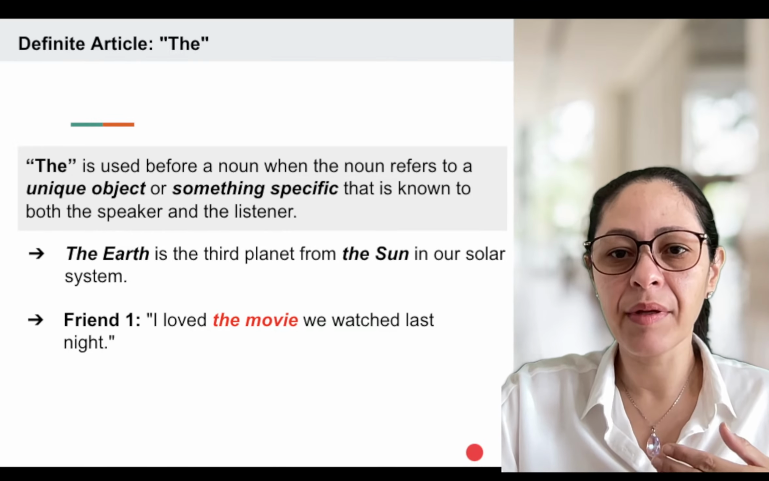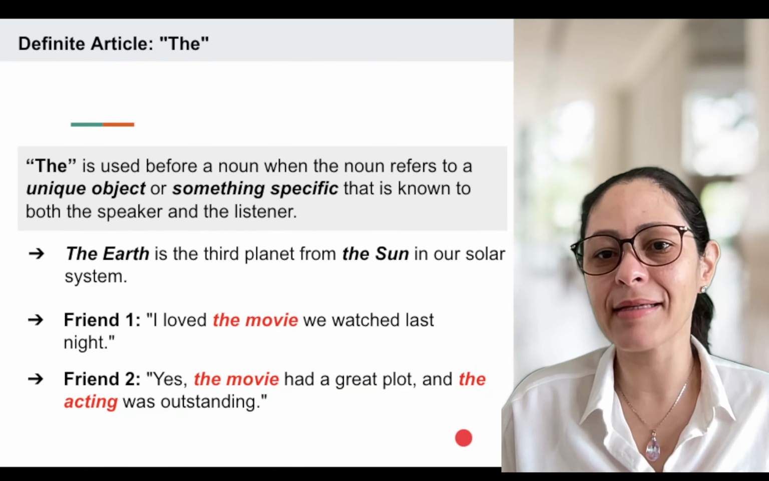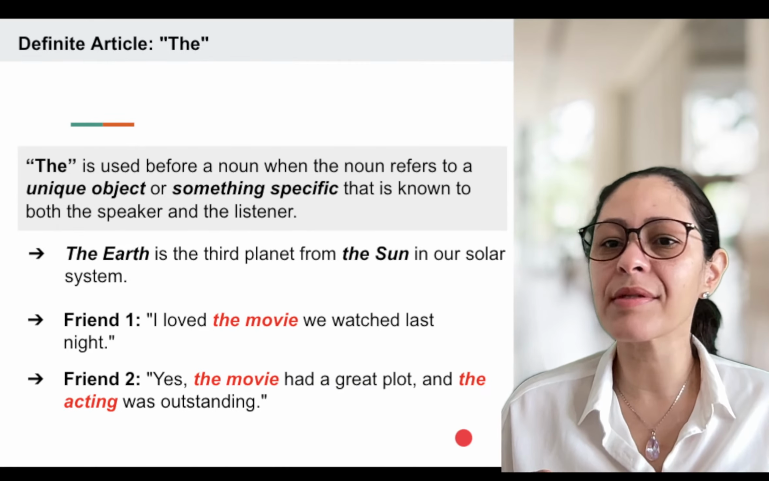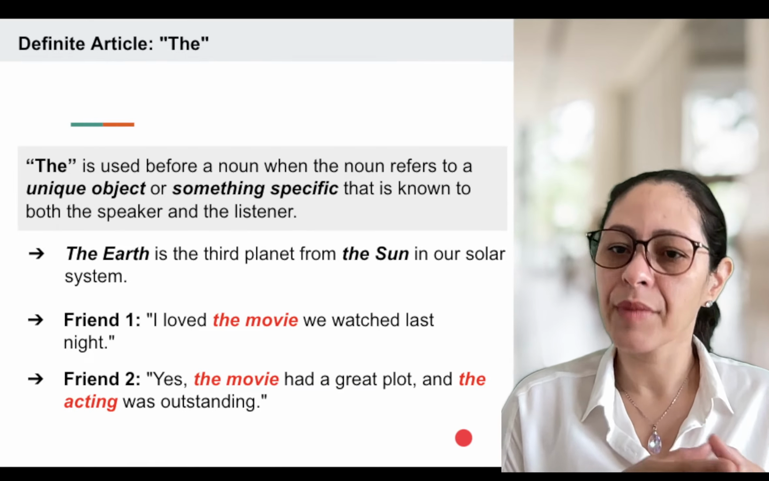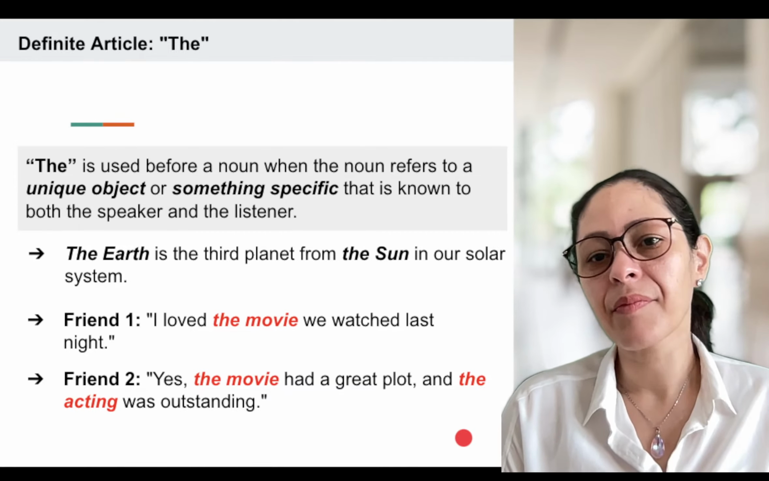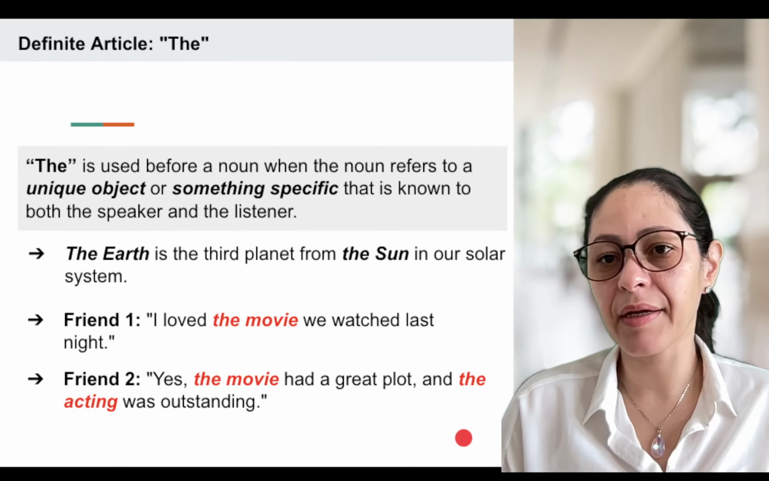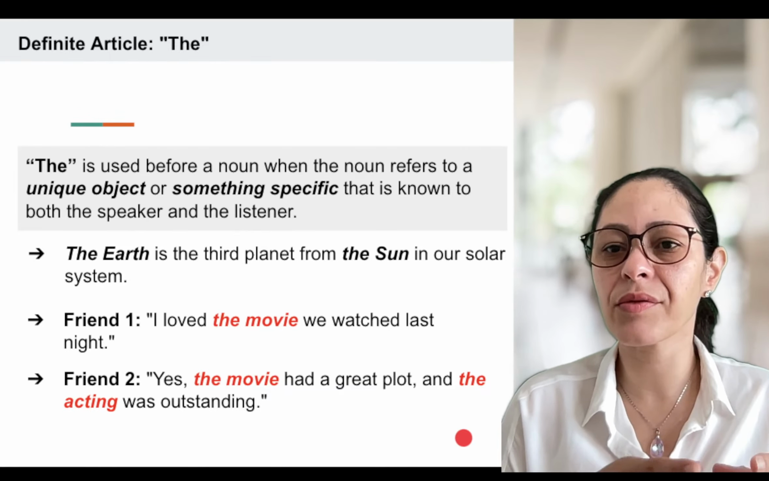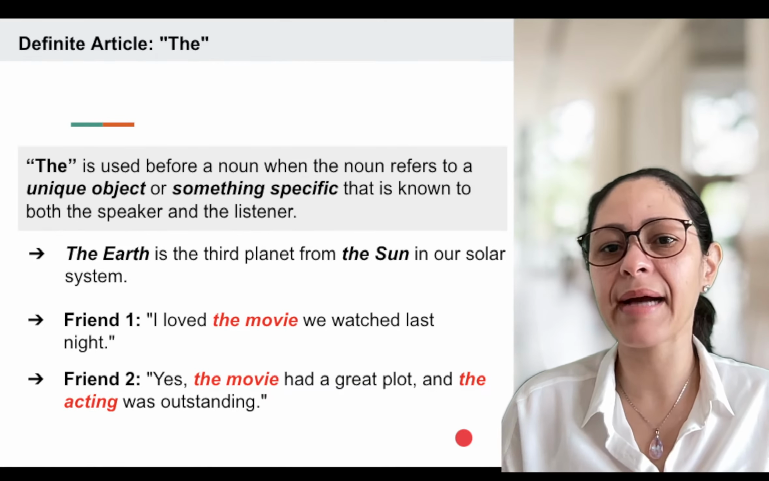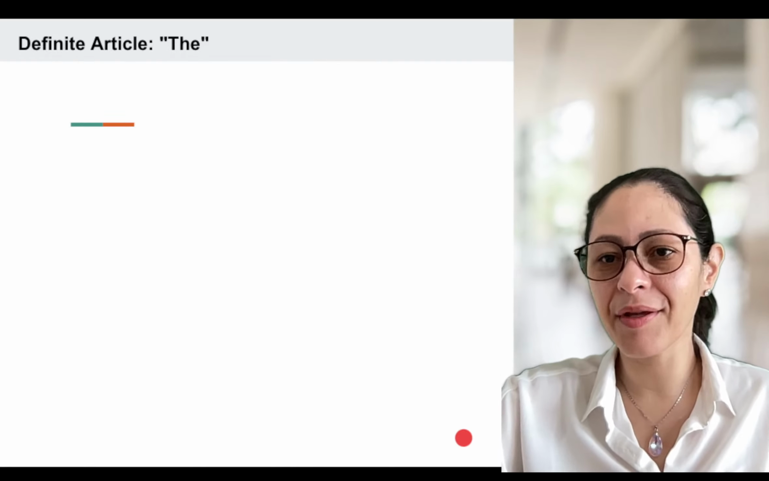When the friend replies, the friend will say, yes, the movie had a great plot and the acting was outstanding. So again, the movie is something specific known to both of them. And the acting is also specific, okay? He is referring to the acting in that movie in particular. That's why the acting was outstanding. Well, I hope things are clear.